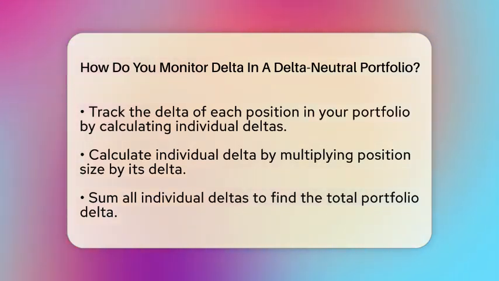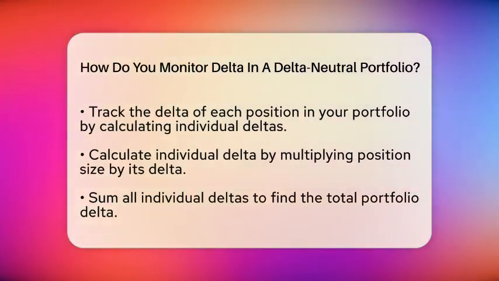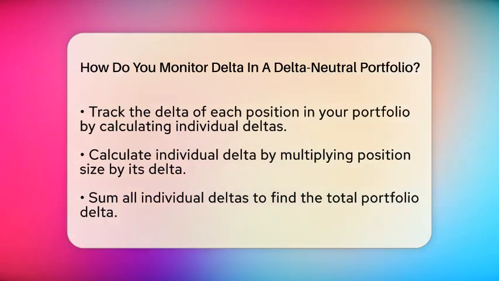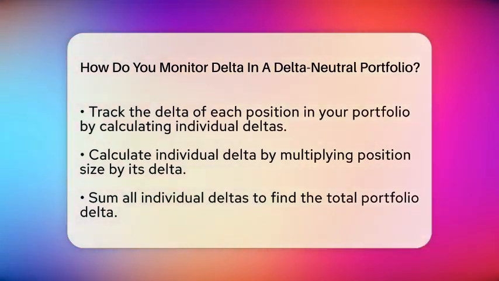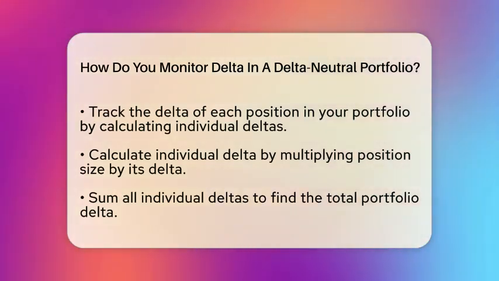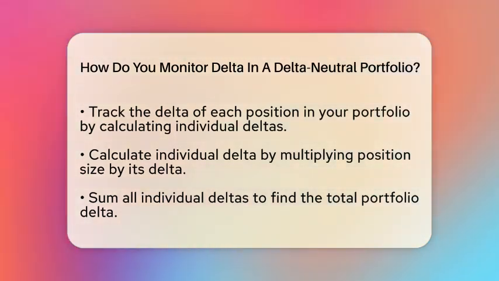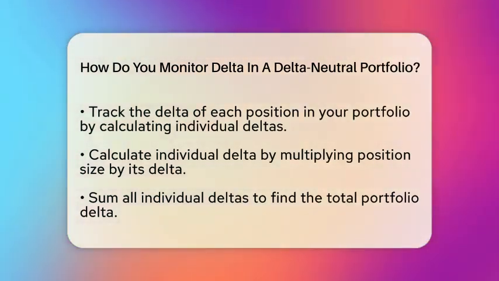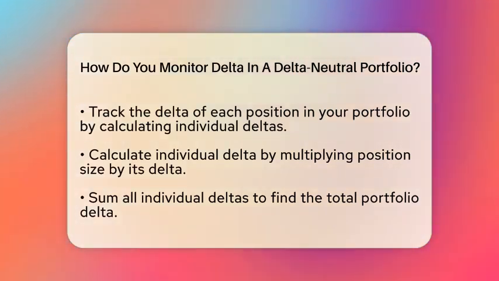Once you have the individual deltas, it's time to calculate the total portfolio delta. You do this by summing up all the individual deltas. The goal here is to get this total as close to 0 as possible. A total delta near 0 indicates that your portfolio is delta neutral, meaning it should not be significantly affected by small price changes in the underlying assets.